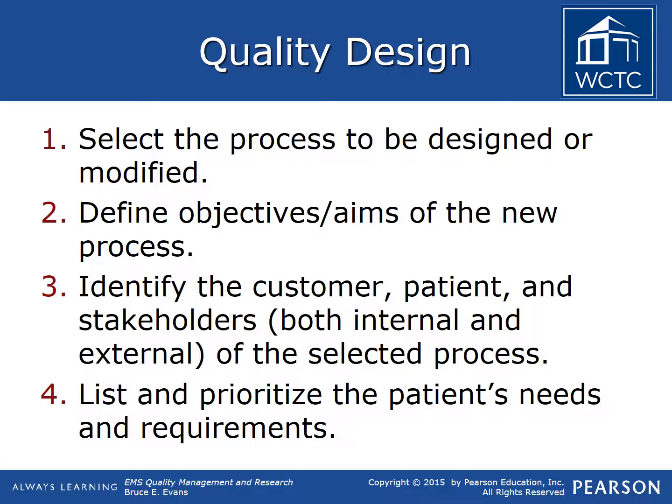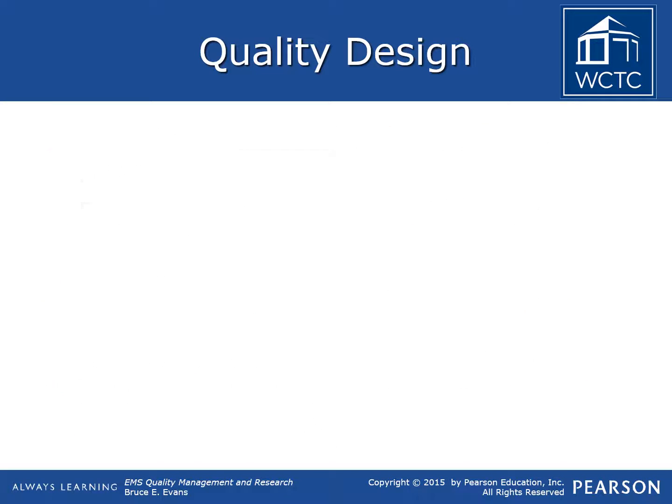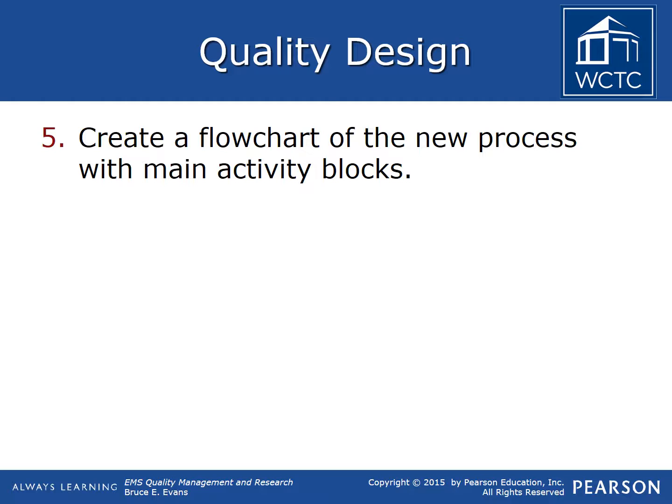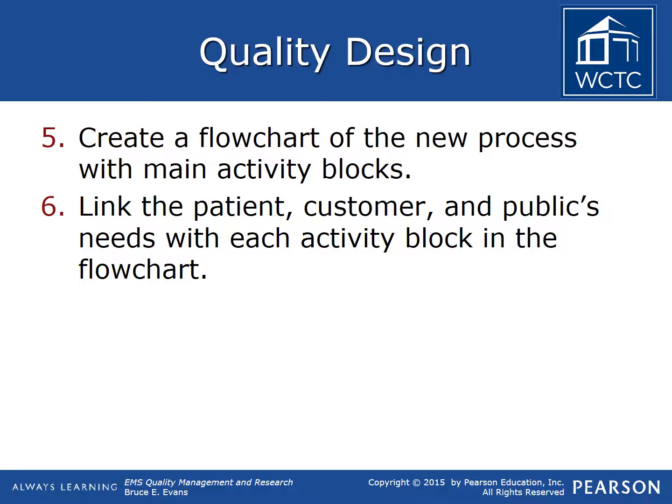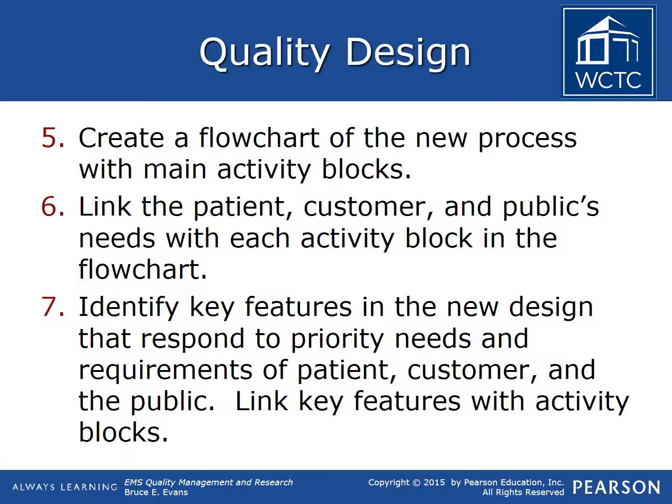4. List and prioritize the patient's needs and requirements. 5. Create a flowchart of the new process with main activity blocks. 6. Link the patient, customer, and the public's needs with each activity block in the flowchart. 7. Identify key features in the new design that respond to priority needs and requirements of the patient, any other customers, and the public. Link these key features with the flowchart's activity blocks.